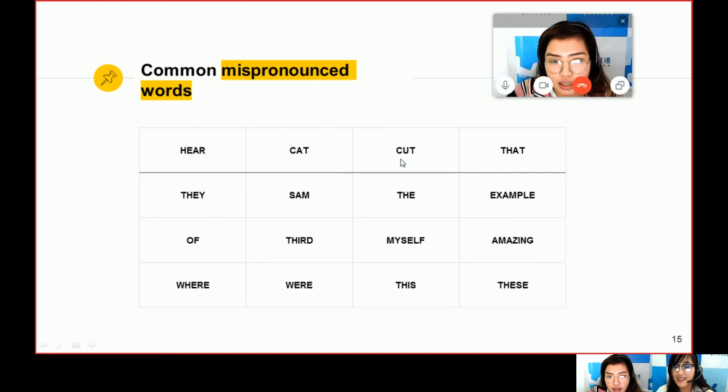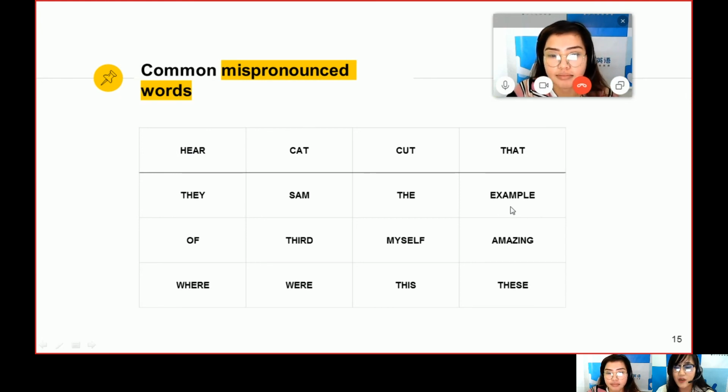Cat, cut, that, they, them, the. It depends. If the next letter of the word is a consonant, we pronounce it as "the cat." But if the next letter is a vowel, then we pronounce it as "the apple, the orange." The cat, the dog. It depends.